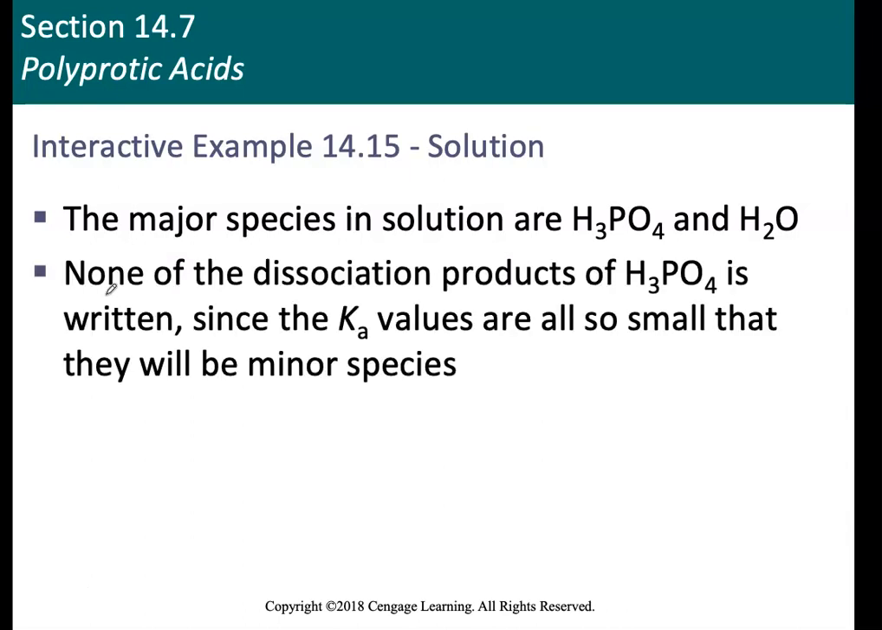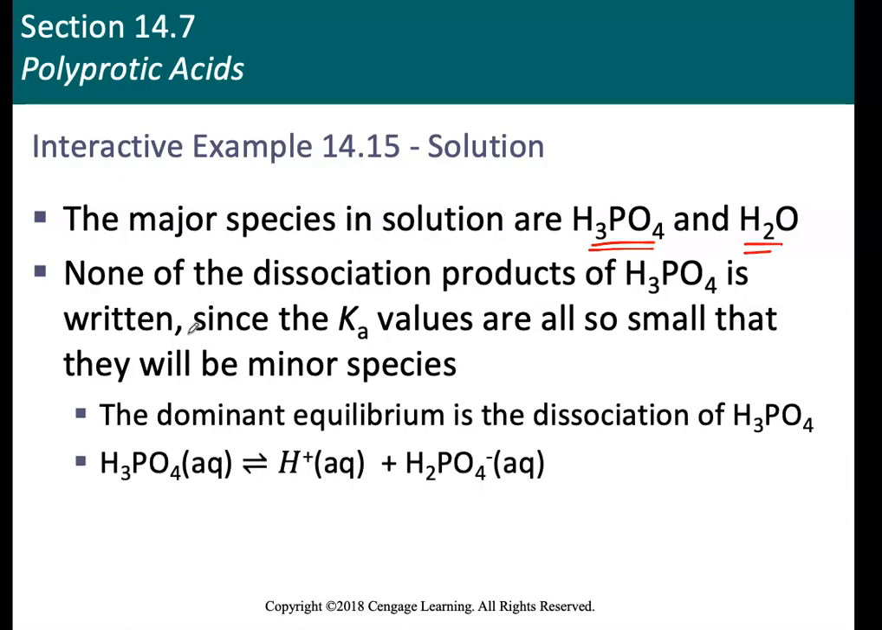How are we going to approach this? The major species in solution, again, we're starting with this step, will be the starting acid and water. So that's the major species. None of the dissociation products of H3PO4 is written since the Ka values are so small. That's why they are minor species. So the dominant equilibrium really is just the first one.